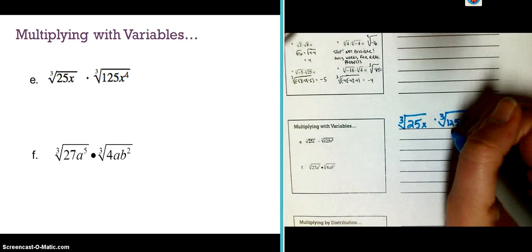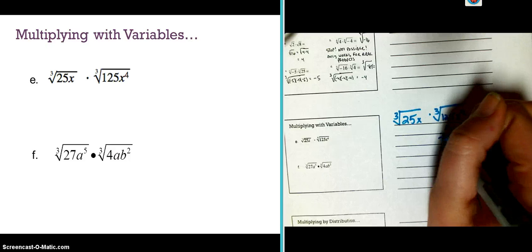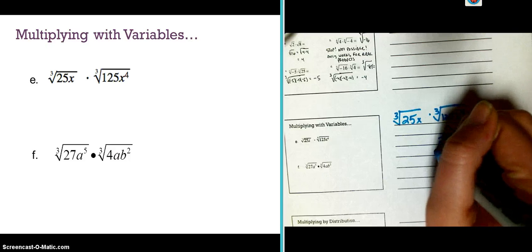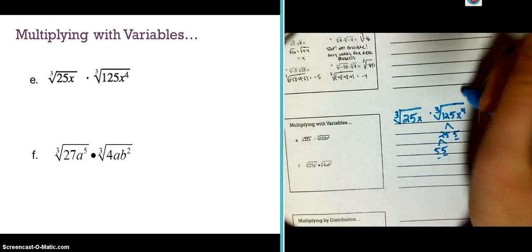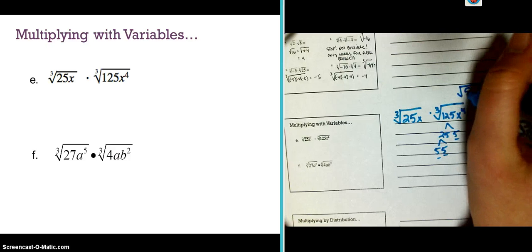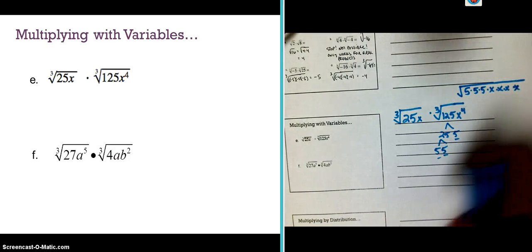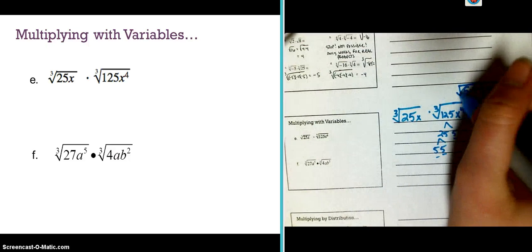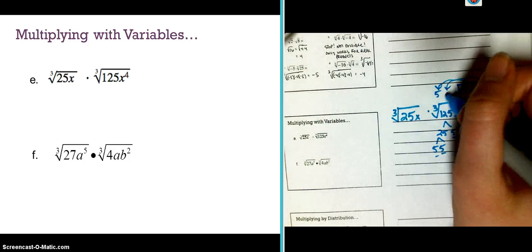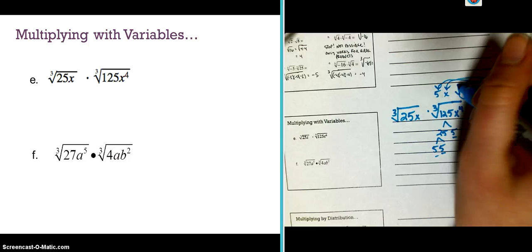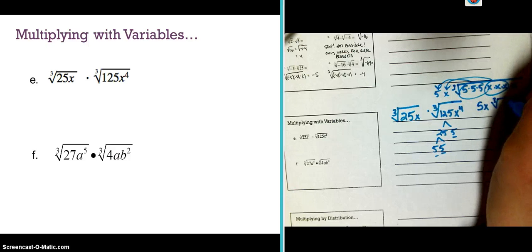Here, I'll break it down. 125, you'd have 25 and 5, and then 5 and 5. So when I write it out for my prime factorization, I have 5 times 5 times 5 times x times x times x times x. Remember, I need 3 because my index is 3 in order for 1 to come out. I have 3 5s right here, 5, and I have 3 x's right here, x. So I'm left with 5x times the cube root of x.